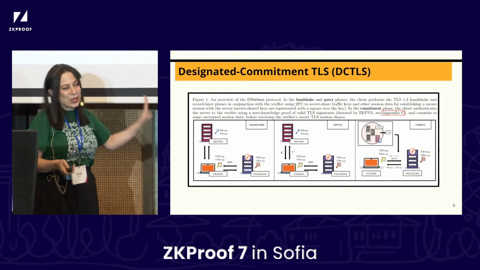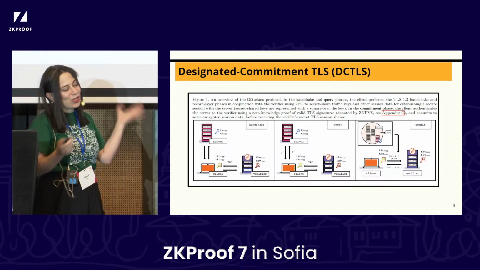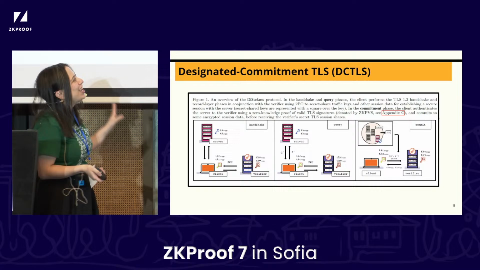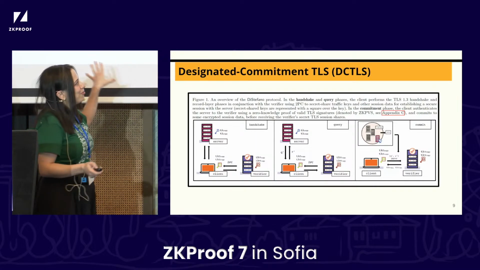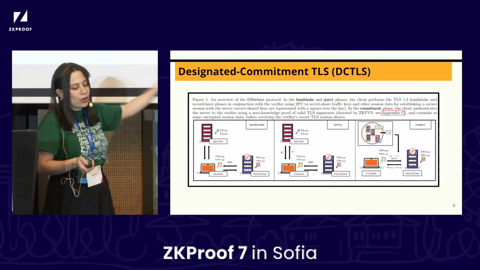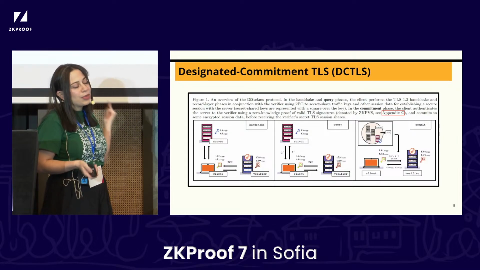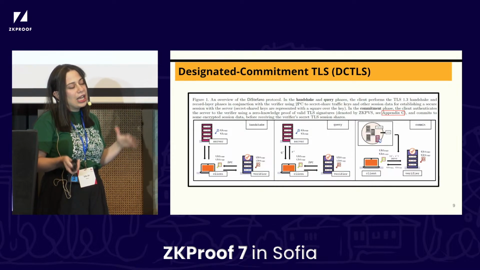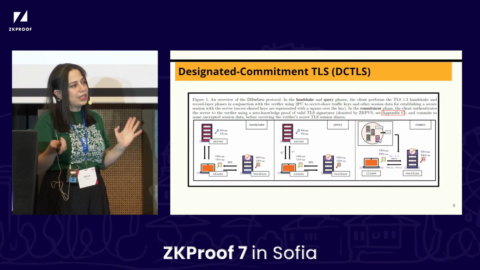Okay, so how does it work? Usually DCTLS protocols, or CK-TLS protocols, or three-party handshake protocols, or whatever you want to call it, follow this framework, which is essentially that you have three phases: a handshake phase, a query phase, and a commit phase. Something important to highlight here is that none of these phases actually happen sequentially, but in many places they are going to be happening in parallel.